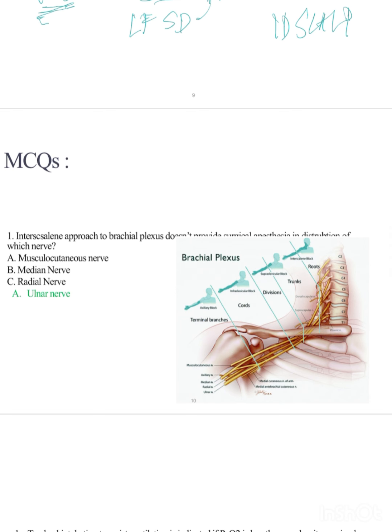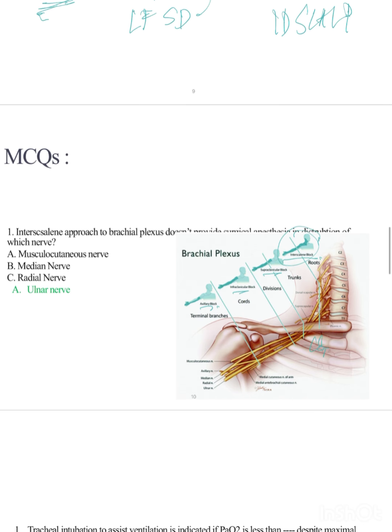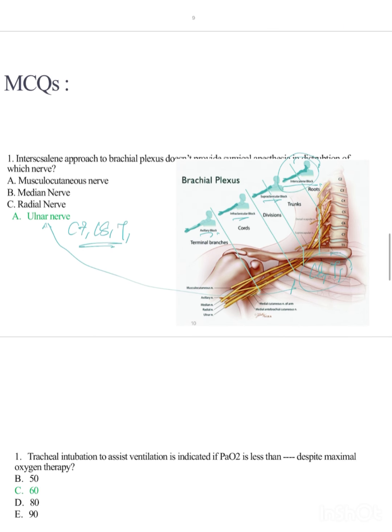Without wasting time, I'll just go with yesterday's discussion. You had: the interscalene approach does not affect which distribution of which nerve. Just remember this diagram where interscalene block is given, where supraclavicular, infraclavicular and axillary is given. Just remember that in the interscalene approach, there will be sparing of C8, T1, and the ulnar nerve is the one which has C7, C8, T1 dermatomal distribution. So the ulnar nerve is spared in the interscalene approach.